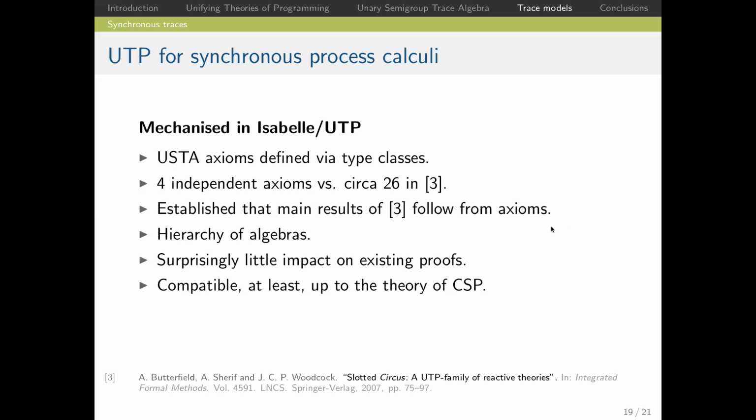We have, in fact, this hierarchy of algebra. So depending on how you define your phi, you can still obtain the original monoid trace algebra. Very comforting is that there was surprisingly little impact on the existing proofs that were mechanized for both of the theories of reactive designs and CSP, and at least up to that level, everything is still compatible. So this is one of the nice things about having all these mechanized, is that you can quickly check whether these things continue to hold. And although there was, of course, some tidying up of proofs done, structurally they were very, very similar to what we already had.